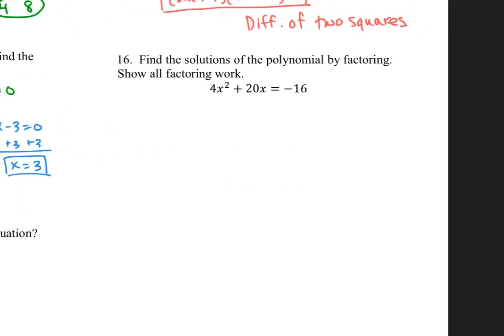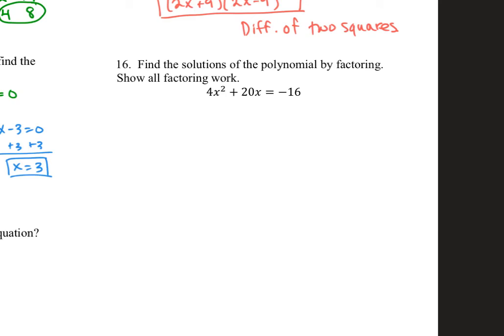All right, number 16. Okay, another solve by factoring. So first thing we need to do is get one side equal to 0, so we're going to add 16 to both sides. And none of those are like terms, so we can't combine them. So now we factor. First thing we do is we look for a GCF, which is going to be 4. So we have 4 times (x squared plus 5x plus 4).